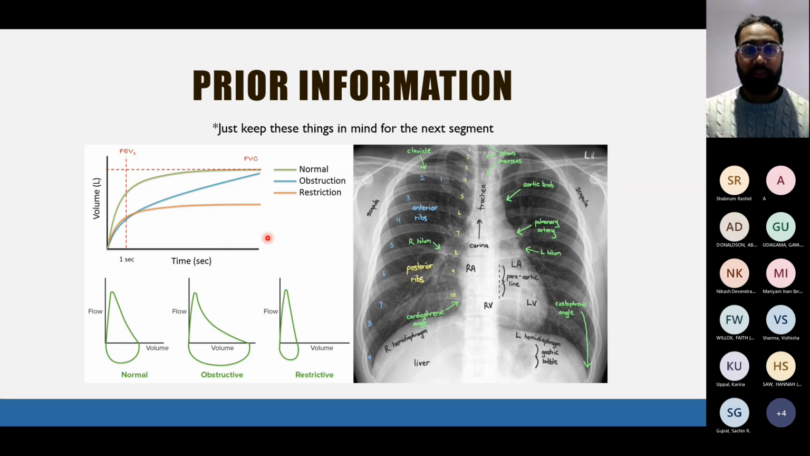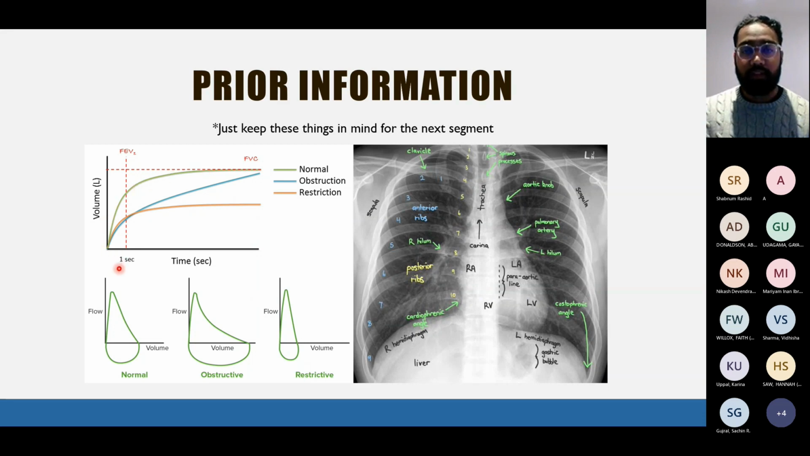So it lets us measure how forcefully someone can expire all the air from their lungs. This curve up here, nice and steep, means they're expiring really fast. They can get that air out really quickly, nice and healthy. This is the normal spirometry line.